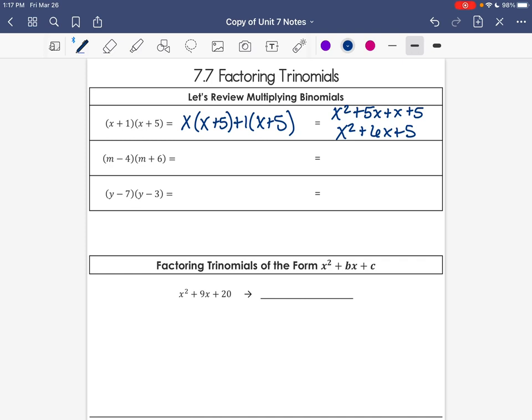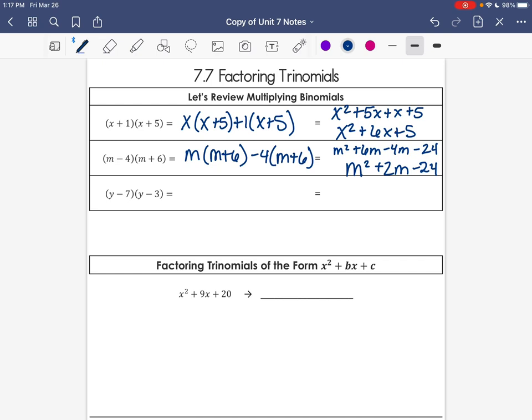On this second one, same process. We're going to start with m times m plus 6 and then minus 4 times m plus 6. So when we do that, we're going to have m squared plus 6m, and then negative 4 times m is negative 4m or minus 4m, and then minus 24. And so your final answer is m squared plus 2m minus 24. Don't forget, you have to do what the sign says, so 6 minus 4 is 2.